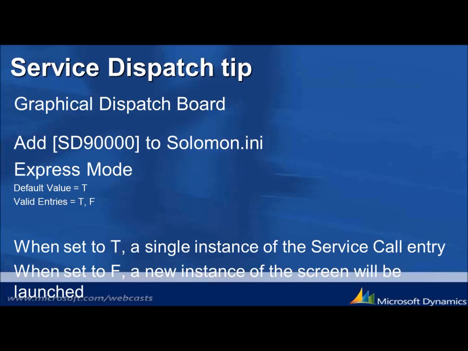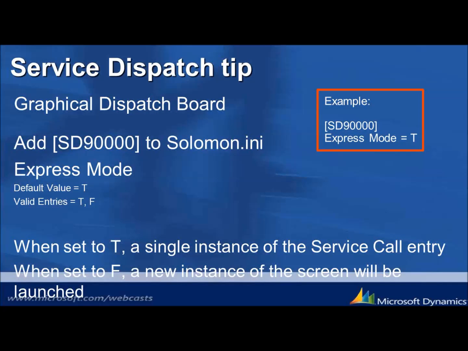You can change that by setting that value in the Solomon INI, and in this case, to make it open a separate window, you change the express mode to F, and then each time you click on a service call from the graphical dispatch board, a new service call entry screen will be launched. Cool little tip there.